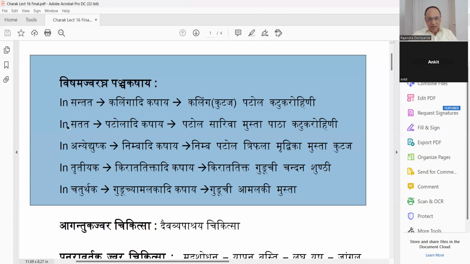In Satata Jwara, this is a type of Vishama Jwara, Patoladi Kashaya: Patol, Sariva, Musta, Patha, Katukarohini. These are the names of the plants. In Anyadishka Jwara, Nimbadi Kashaya. Kashaya is a decoction.